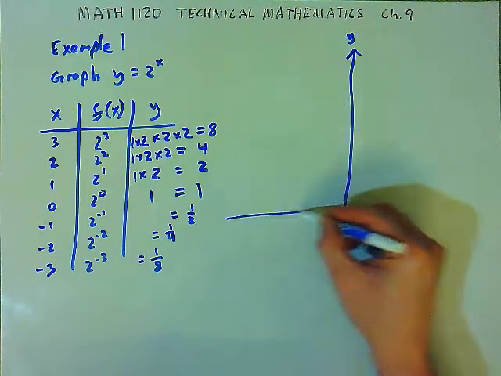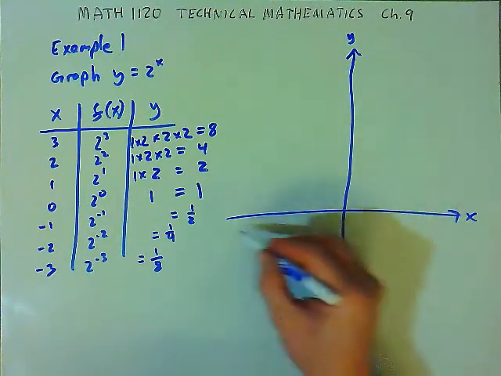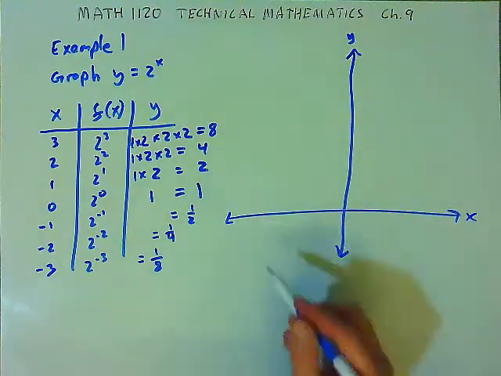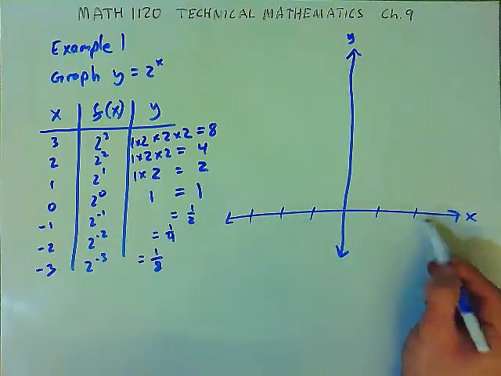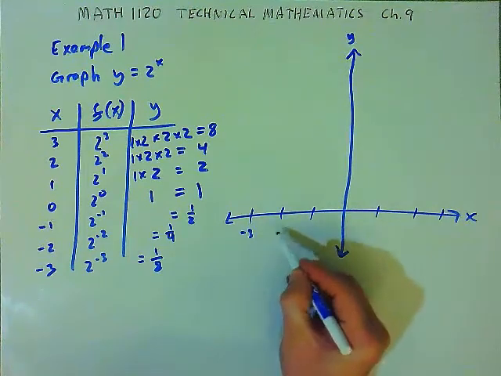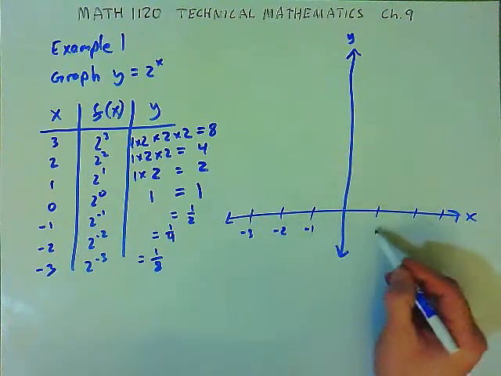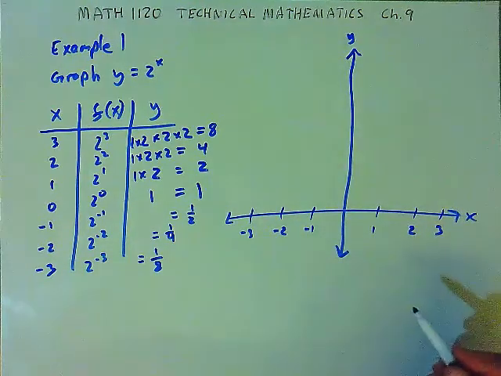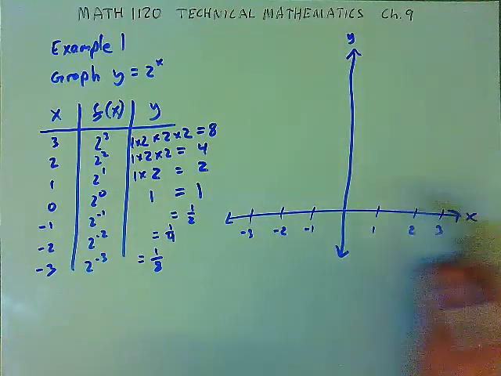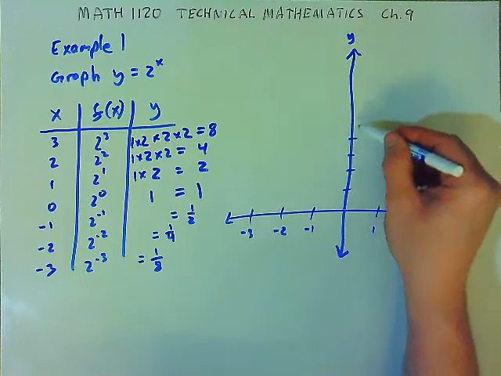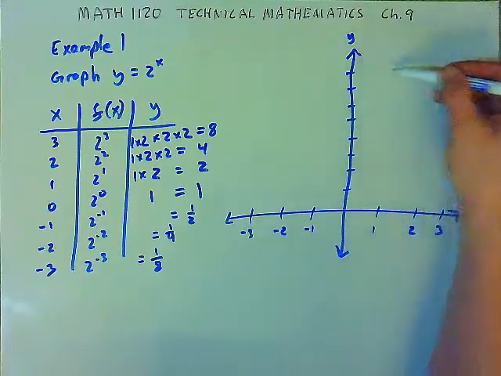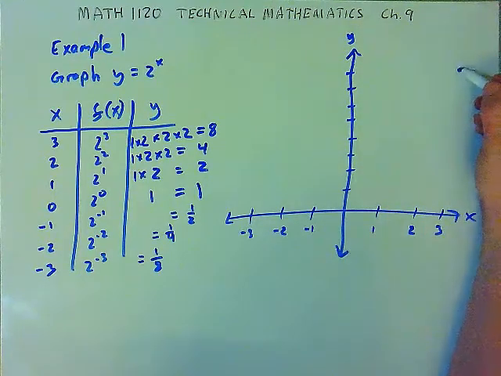and the x-axis. And the values we're plugging in for x are -3, -2, -1, 0, 1, 2, and 3. And so when we plugged in 3, we had a value of 8. 1, 2, 3, 4, 5, 6, 7, 8. Had a value of 8 when we plugged in 3 for x.